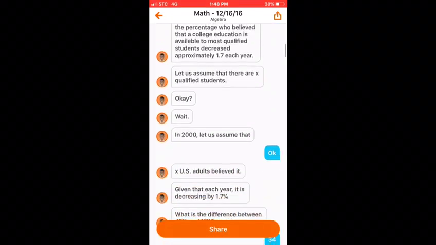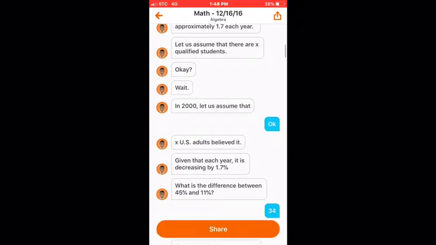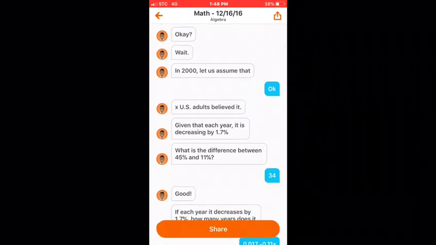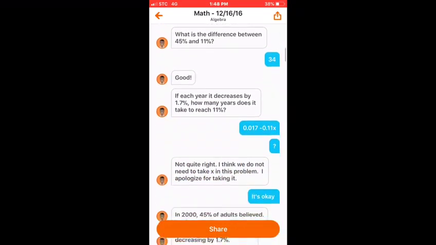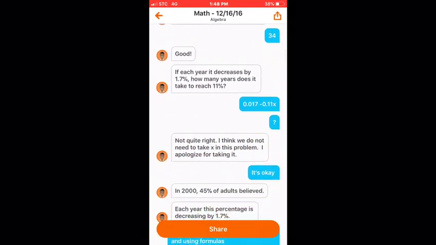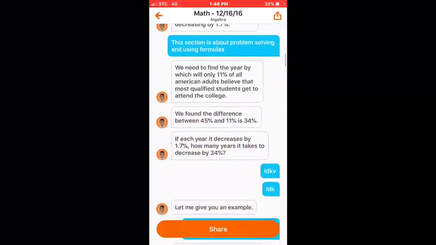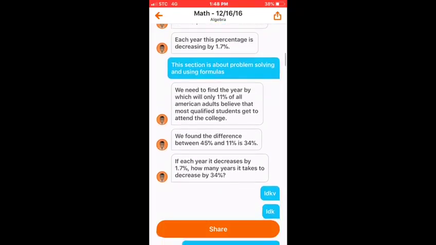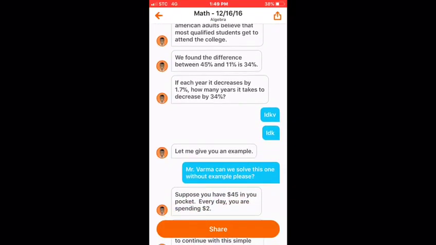So he starts simplifying the question and asking you questions from the question itself. After he asks a question, I am basically solving it. He's telling me the way to solve the problem. If I didn't know how to solve it, I told him I don't know. So he told me, I'll give you an example.